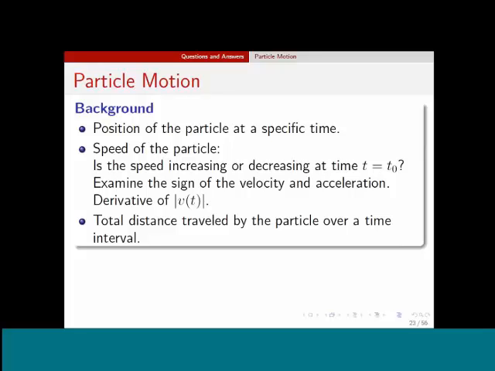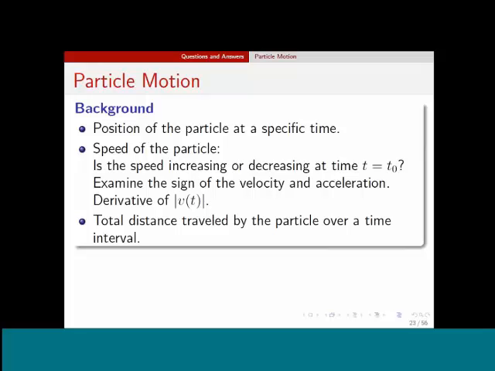Okay. So my second theme here is particle motion. There have been a lot of particle motion problems on the free response questions, and I think that this is going to continue. So here's a little bit about background. We're often given a function that would produce the position of a particle at a specific time. One common question associated with this is, what's the speed of the particle? Or is the speed increasing or decreasing at a time t equals t0? Sometimes students will have to examine the sign of the velocity and the acceleration. And that next line down there I'll address in a minute.